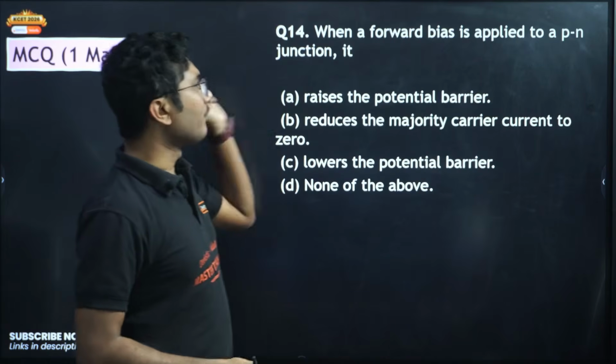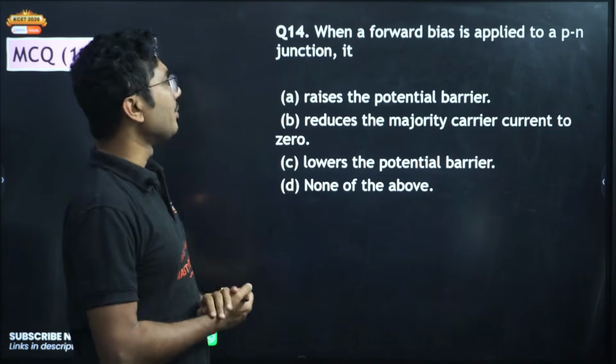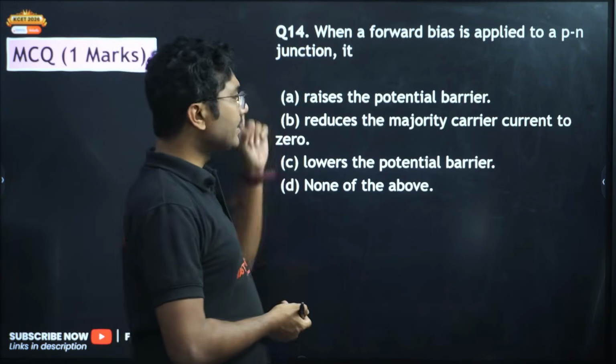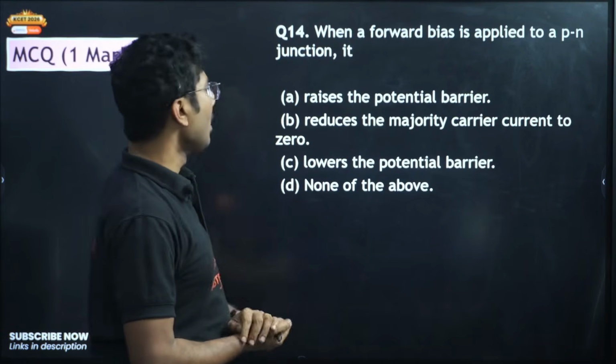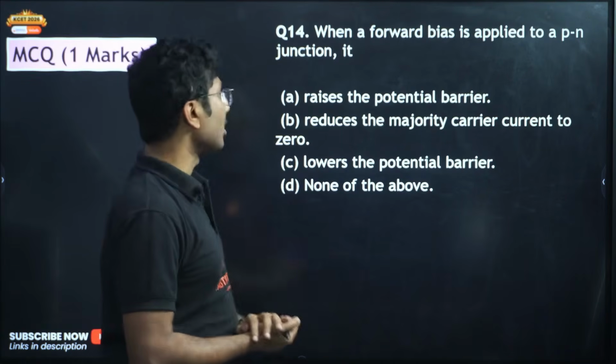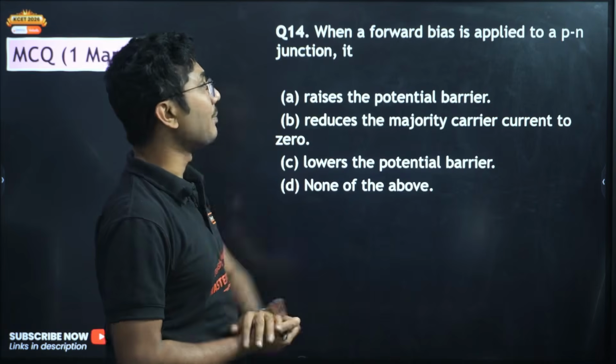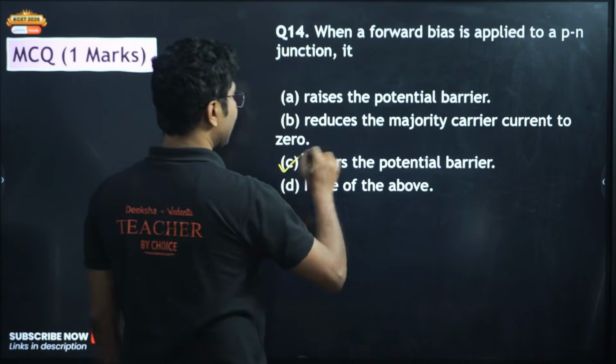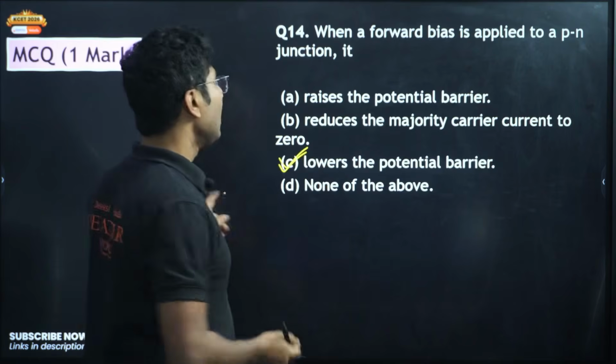Next, when a forward bias is applied to a PN junction, it raises the potential barrier, reduces the majority charge carrier to 0, lowers the potential barrier, none of the above. So when a forward bias is applied to a PN junction, it lowers the potential barrier.